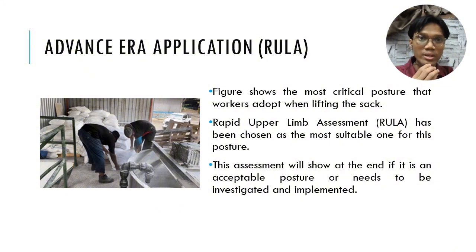Firstly, we have identified that this posture is the most critical posture that workers adopt when doing their tasks. The ergonomic tool suitable for this posture is Rapid Upper Limb Assessment, or RULA, because their tasks mainly involve their upper body part. At the end of this assessment, it will show the RULA score and state what condition needs to be done after that.